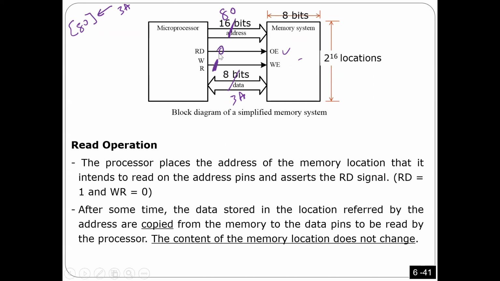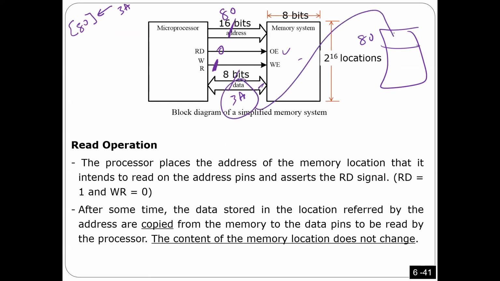Once you put 1 and 0, the hardware circuit of the memory is going to go to location number 80, and then it's going to take whatever you have here, which is 3A, and put it there. What about the old value? It's gone. You overwrite whatever is there. So once I do a writing operation in one location, you overwrite whatever is there. Anyway, this is how it works.